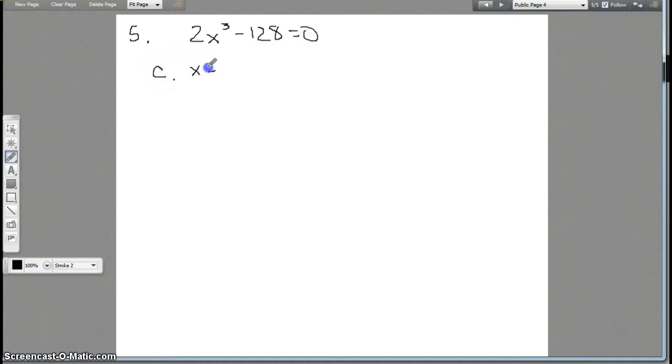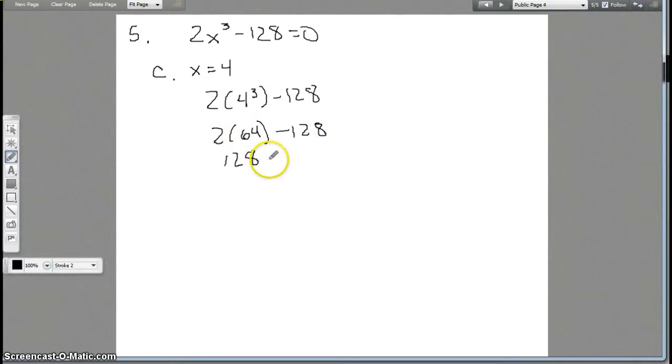For part C, we're going to say x equals 4. So I'm going to plug 4 into the equation in place of x. So 2 times 4 cubed minus 128. Well, what is that? So 4 cubed is 64. So this is 2 times 64 minus 128. And 2 times 64 is 128. So when we subtract 128, we get 0. That's what we're supposed to get because our original equation said 2x cubed minus 128 equals 0. That works because 0 is what we got. So yes, that works. This is true, or you can say yes.